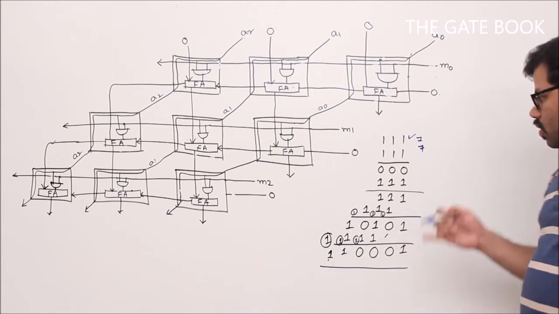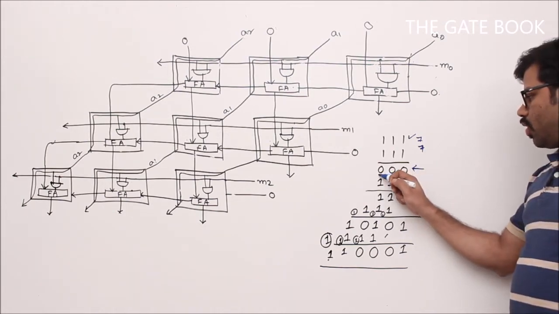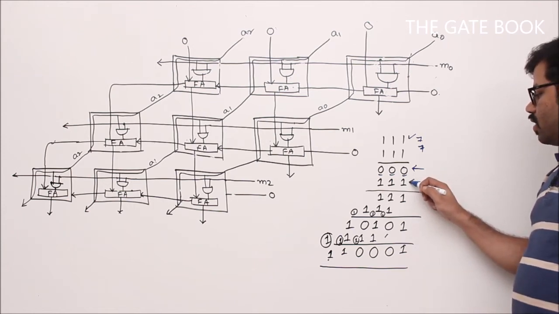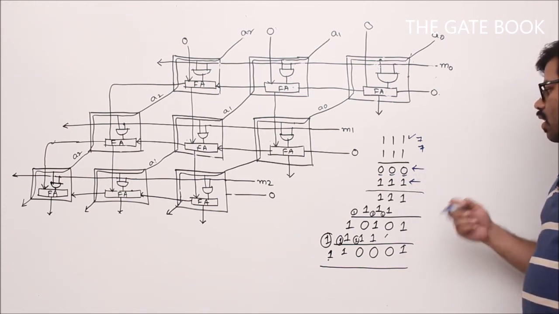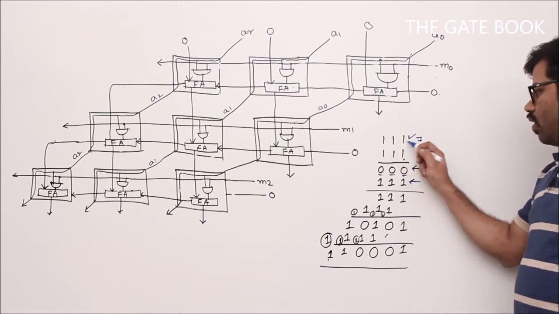Now I explain the process of how I am doing this. Initially, I assume that I have a partial product called 0, 0, 0. Then immediately I take the first multiplication, otherwise the first row of the multiplication. That means I multiply this 111 with 1.